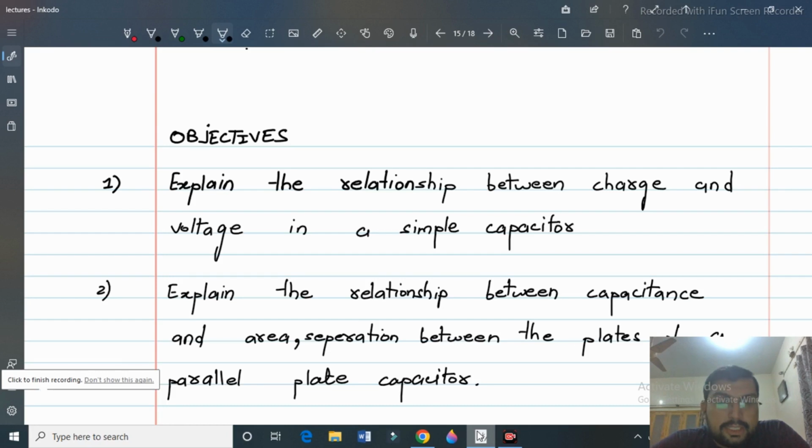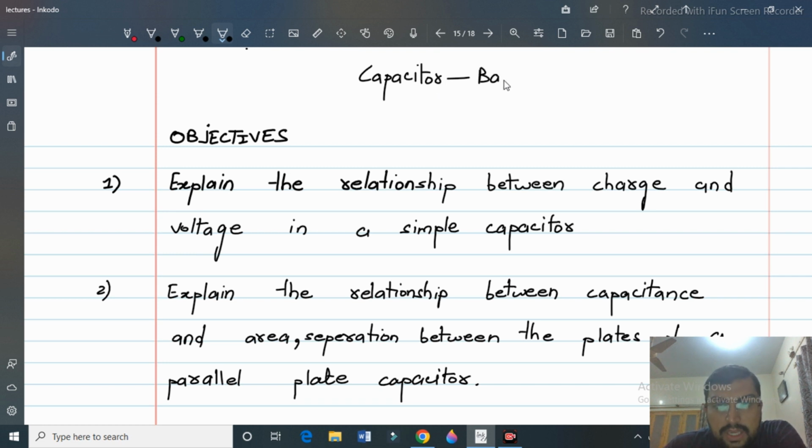Welcome to our lecture. The lecture of today is the capacitor lab, and we will understand the basics of capacitors and their behaviors in the lab. The topic that we are going to study today is the capacitor, and we are understanding the basics of the capacitor by using a PhET simulation, and that is the basic lab of a capacitor.